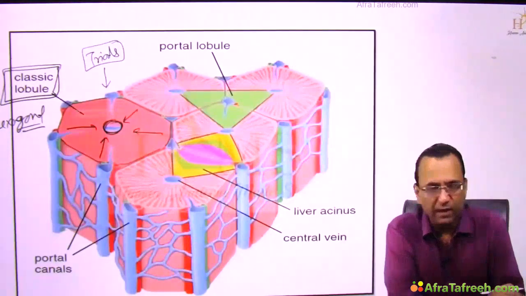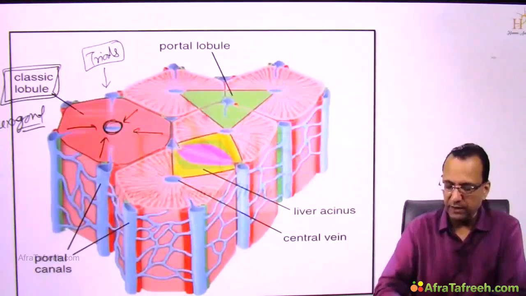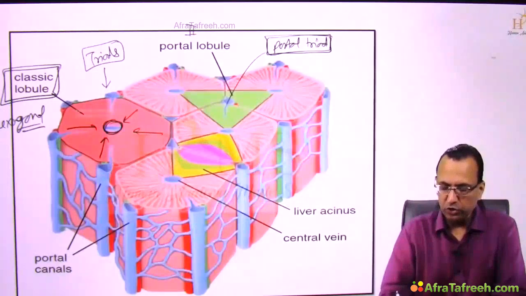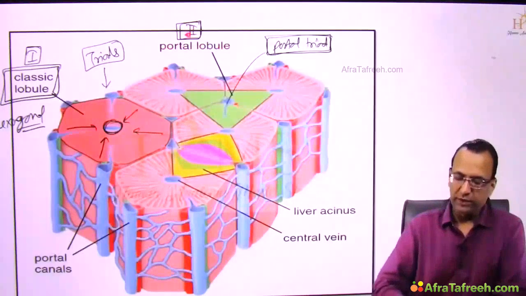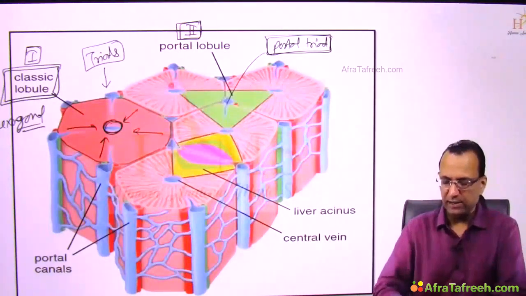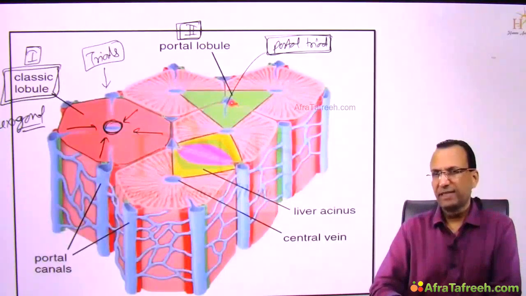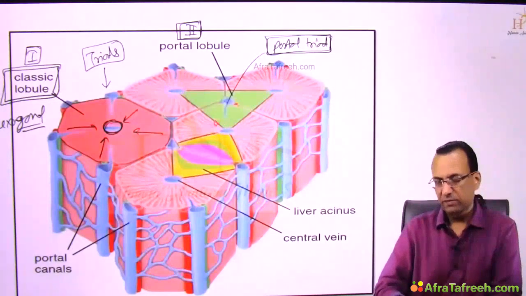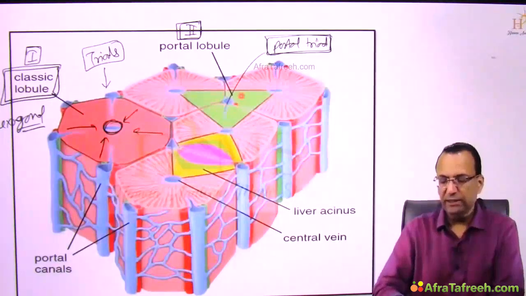This is the old concept. Then came a newer one, which is the portal lobule. The portal lobule was triangular and centered on the portal triad. First was the classic lobule, then there was the portal lobule. What is at the periphery then? At the corners you had a central vein, and a central vein, so you have three central veins at the corners, but the center was the portal triad.